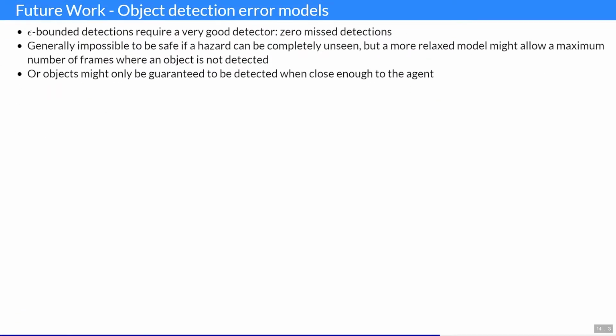Finally, some future directions. First would be to loosen some of the assumptions. So recall that we made the assumption that for the object detection, there's at most a distance of epsilon between the detected and actual object locations, and that all safety relevant objects are detected in every frame. This would require a very good detector and is probably not feasible in practice. However, if an unsafe object can get to the agent without it being seen at all, then we won't ever be able to guarantee safety. But perhaps an error model in the middle might be that any object will be detected at least every certain number of frames, or it will be detected once it gets close enough to the agent.